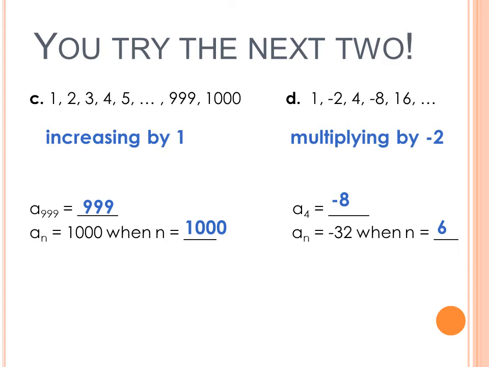In D, you should have seen that we are multiplying by -2. A sub 4 means we're looking for the fourth term, which in this example is -8. A sub n equals -32 means we're looking for the placement of the term -32. To solve this, you would have needed to continue the sequence, and you could see that n equals 6.